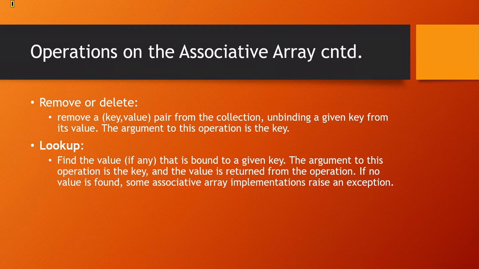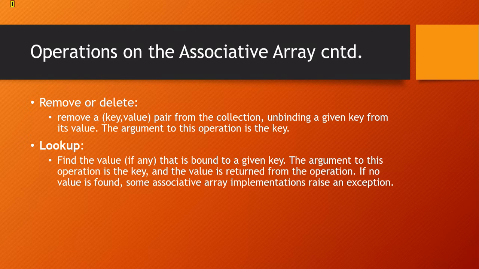The third operation is to remove or delete. It's fairly obvious as the name suggests. It removes a pair from the collection, unbinding a given key from its value. The argument to this operation is the key. So there's only one argument, unlike the first two, and it removes or unbinds a given key from its value.